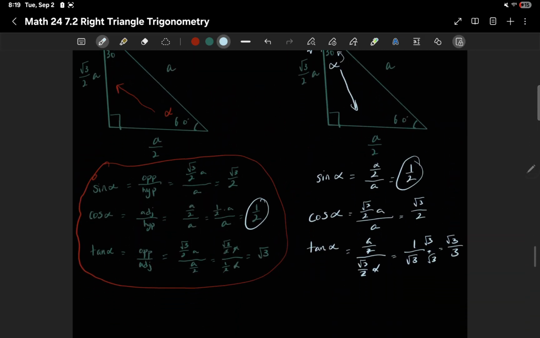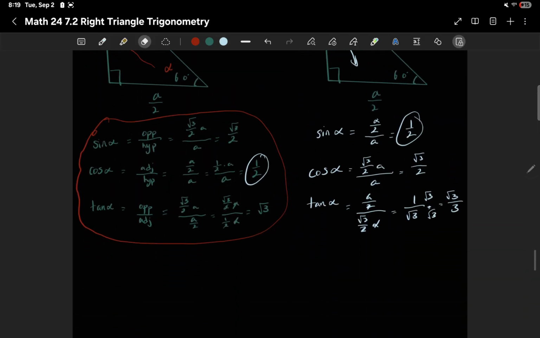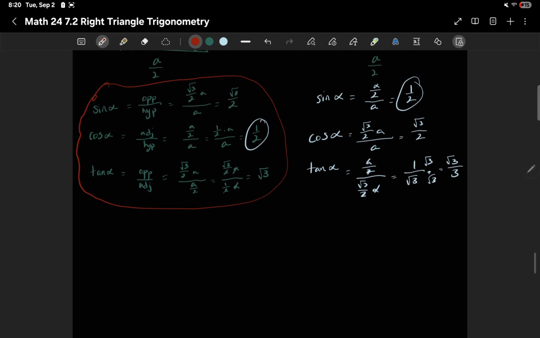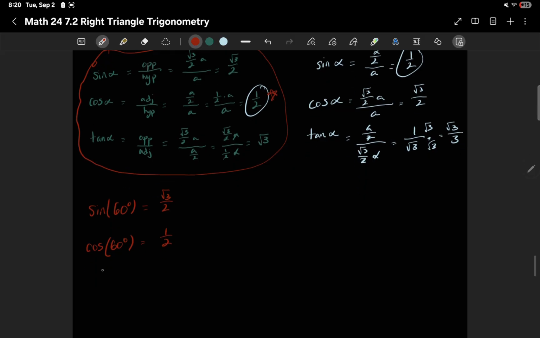Likewise, what we found here is when we chose sine to be the 60-degree angle, we got root 3 over 2. So sine of 60 degrees is equal to root 3 over 2. These were all for 60 degrees. Cosine of 60 degrees is equal to 1/2, from this part right here. And then tangent of 60 degrees is equal to root 3.